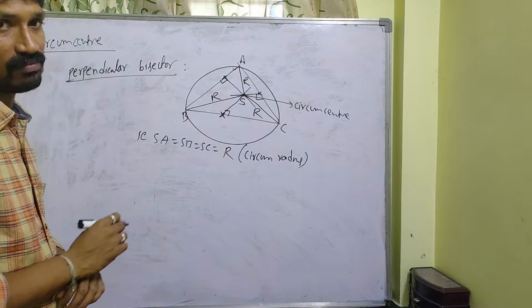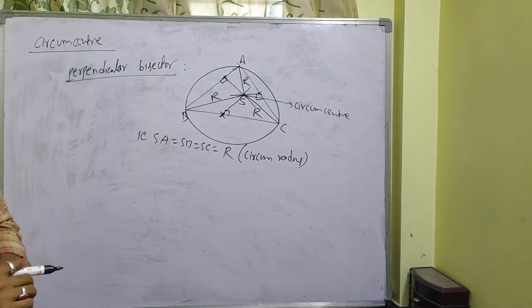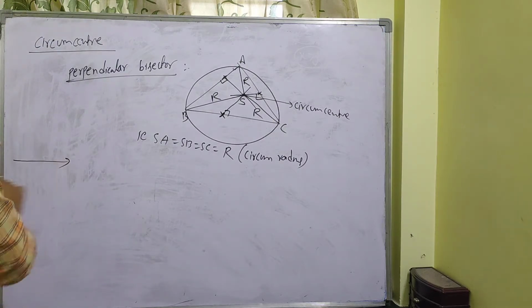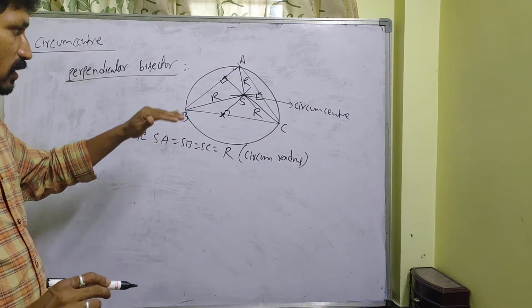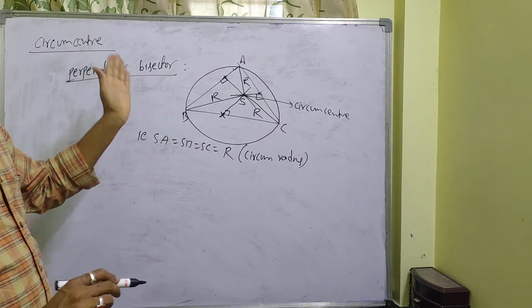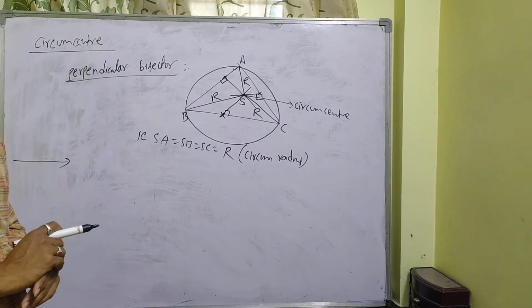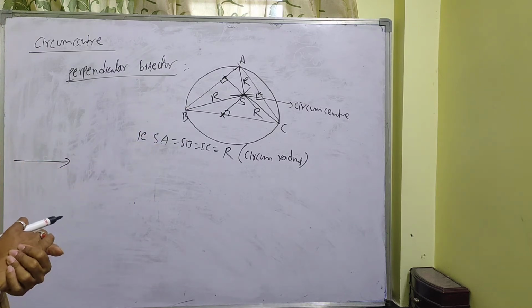So here S is the circumcenter. In two ways we can say the circumcenter. Okay. Here, when is the circumcenter inside of the triangle, outside of the triangle, or on one side of the triangle?